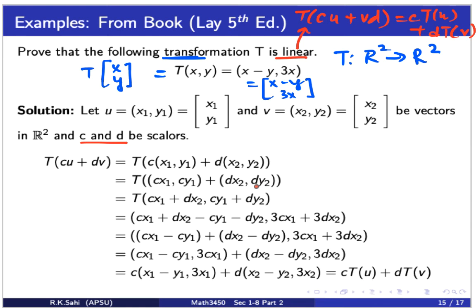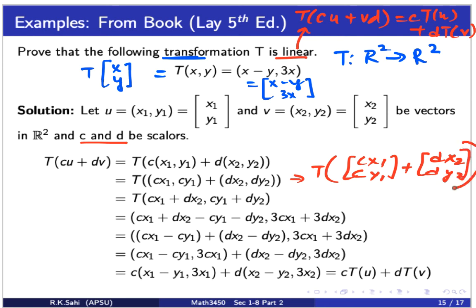Okay. Now, I will just show it to you. If you get confused, you can write it in the vector form. It's T of (cx1, cy1) plus (dx2, dy2). As I said, I'm just saving space. That's why I wrote it like that.